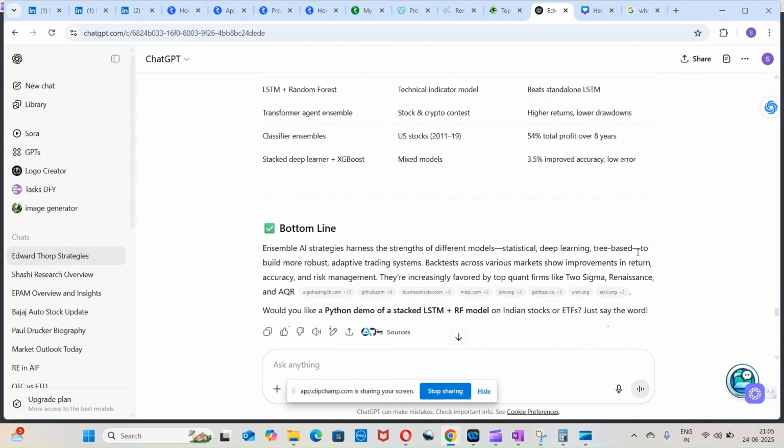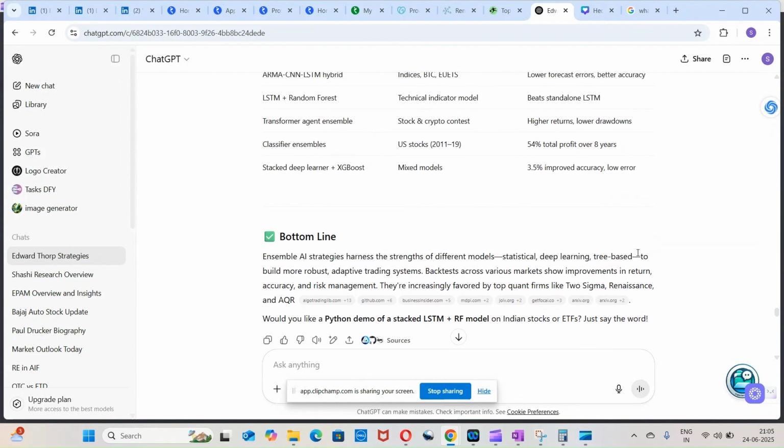So the bottom line is basically that ensemble AI strategies harness the strengths of different models, the statistical, deep learning, and tree based, to build more robust and adaptive trading systems. And backtests basically show improvements in return, reduced forecast errors, more accuracy and better risk management. They are increasingly favored by top quant firms like Two Sigma, Renaissance, and AQR.